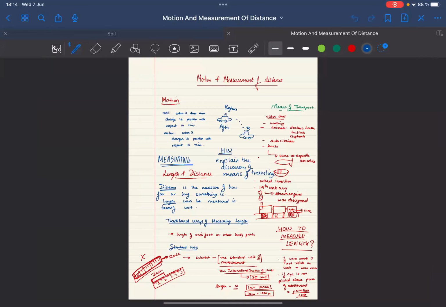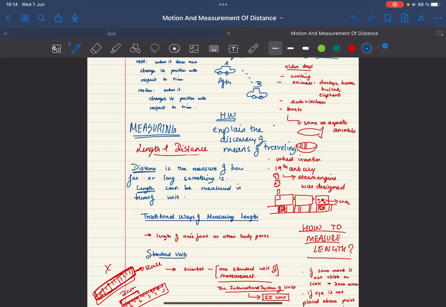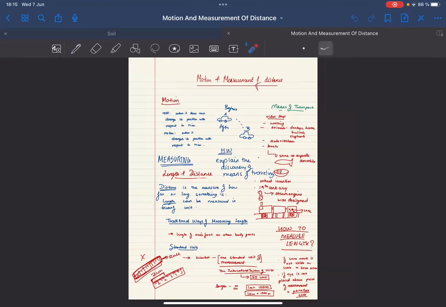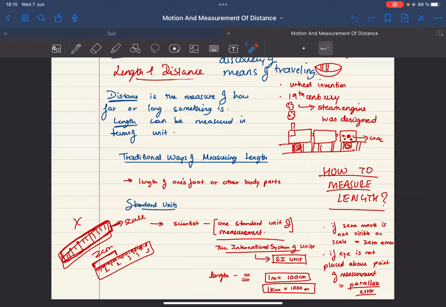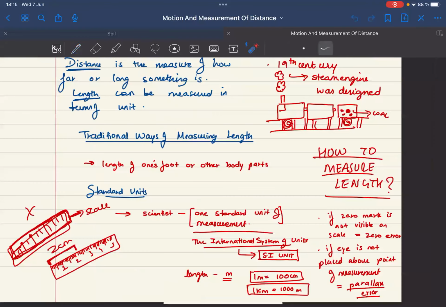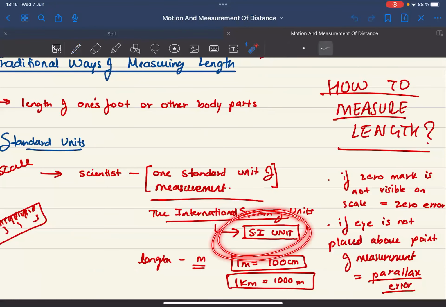Is my screen visible? Is it visible, all of y'all? Yes, ma'am. Okay, so in the last class, we ended by asking the question, how to measure length. And we also saw the difference between distance and length. Now I'd already told you what SI unit means. Now we'll be talking a little more in depth about what SI unit is.